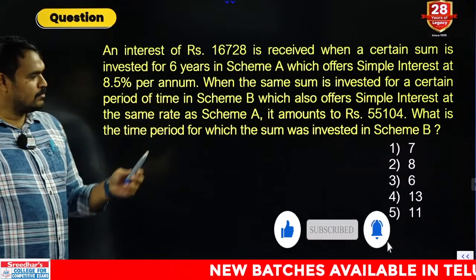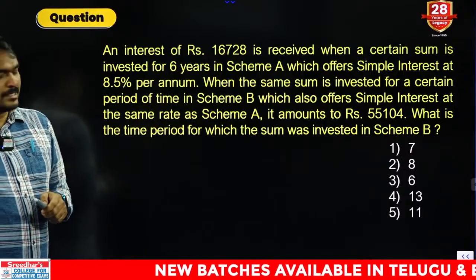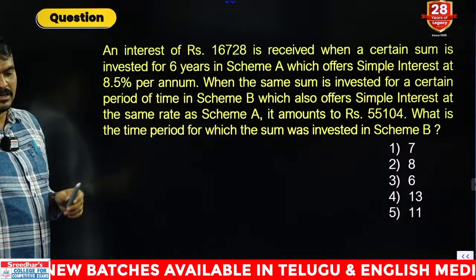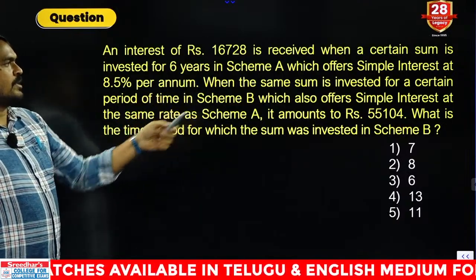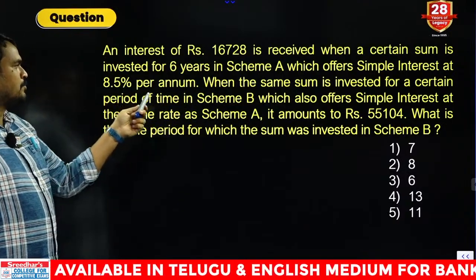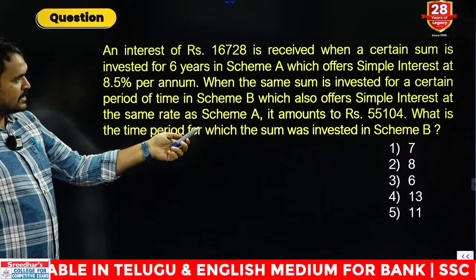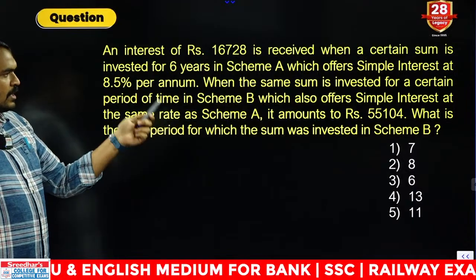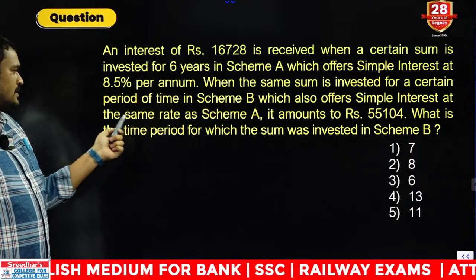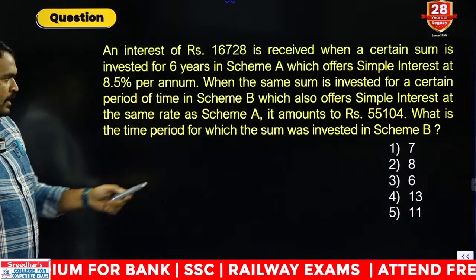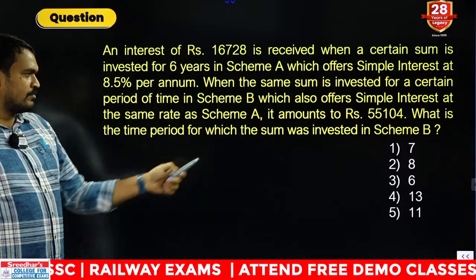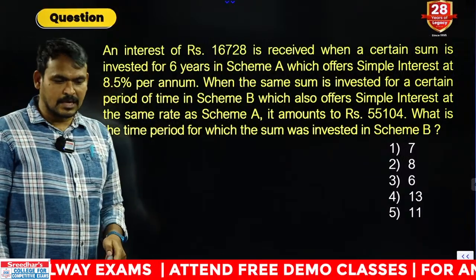A little bit lengthy question, but an easy one. An interest of 16,720 is received when a certain sum is invested for 6 years in scheme A, which offers simple interest at 8.5% per annum. When the same sum is invested for a certain period of time in scheme B, which also offers simple interest at the same rate as in scheme A, it amounts to 55,104. What was the time period for which the sum was invested in scheme B?